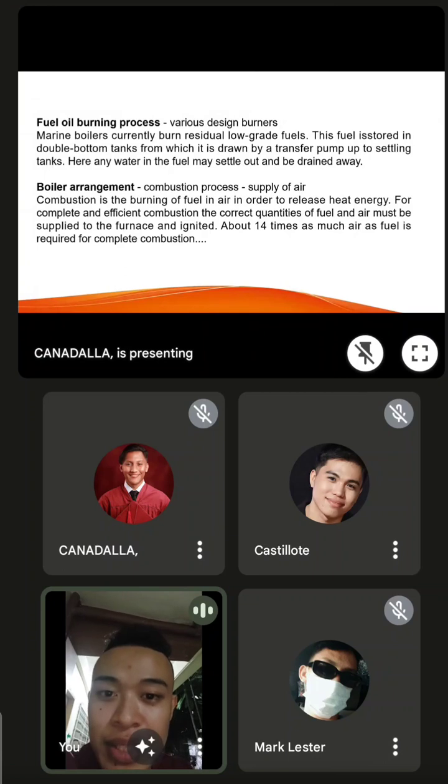Fuel oil burning process. Of various designs, marine burners burn residual low-grade fuels. This fuel is stored in double-bottom tanks, from which it is moved by a transfer pump to settling tanks. In a boiler arrangement, the combustion process requires a supply of air. Combustion is the burning of fuel in air in order to release heat energy. For complete and efficient combustion, the correct quantities of fuel and air must be supplied to the furnace and ignited. About 4 times as much air as fuel is required for complete combustion.